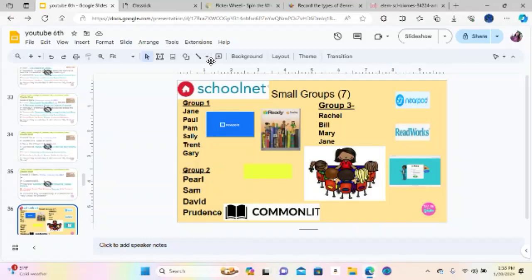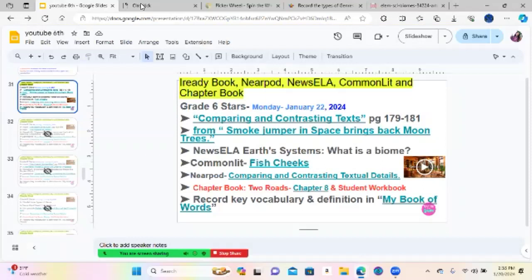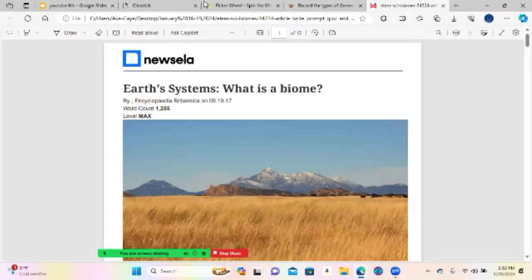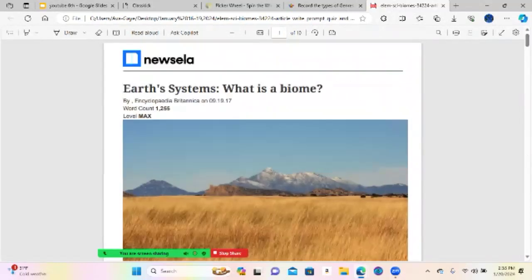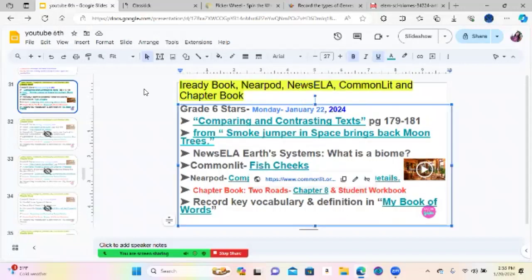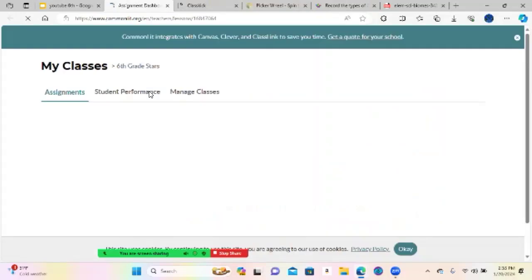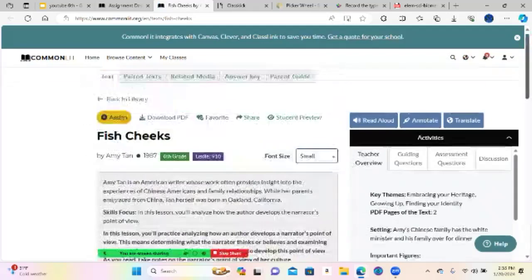Once you're finished with the previous activity, you're going to complete News ELA, Earth's Systems, What is a Biome? And you'll receive a printout of the story, or you can work on this story from News ELA online. You will also do CommonLit, where you'll read the story online and answer the questions. Okay?